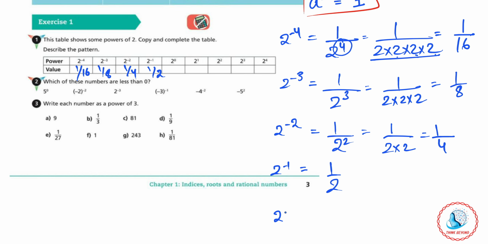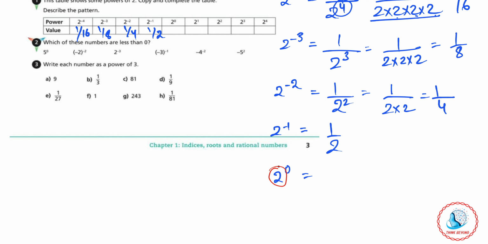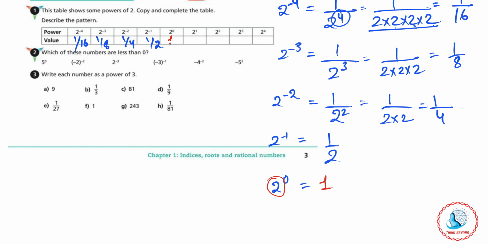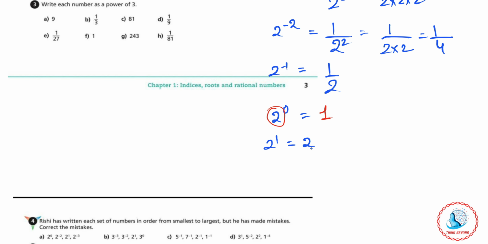Now for 2 raised to power 0. Here the important thing comes: any number raised to power 0 is equal to 1. So any number raised to power 0 is equal to 1. So this is 1. Now 2 raised to power 1, which is 2, right? I said it here, for any positive number the plus sign, whether written or not written, is the same thing. It's the same number. So 2 to the power 1 is the same number 2.